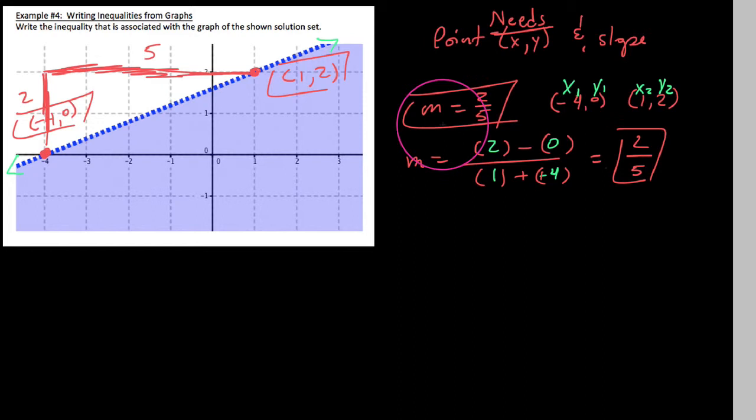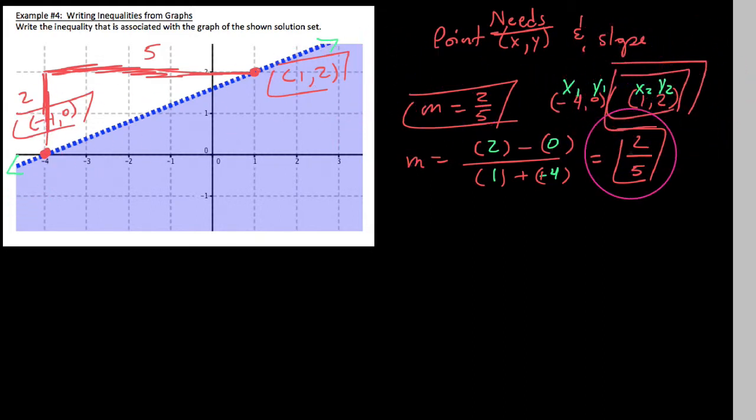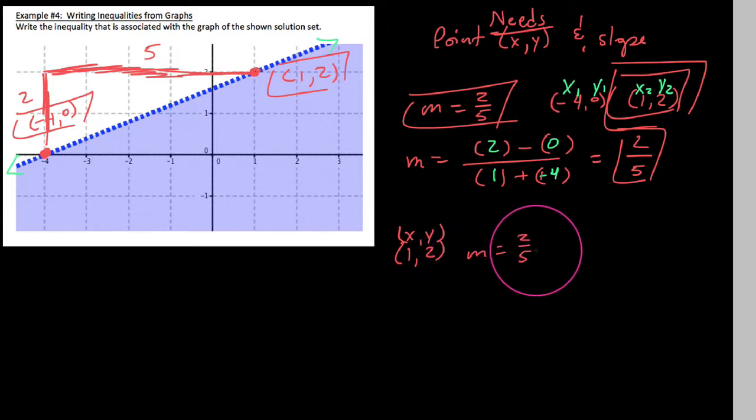Now that we have a point, actually we have 2 points, we can take our pick. I'm going to use, say, this one right here. So we have the point (1, 2). We have some x and some y paired that we know is a solution to this, and we have a slope of 2/5. If we want to write the equation of this, then all we need to do is substitute it into this right here.